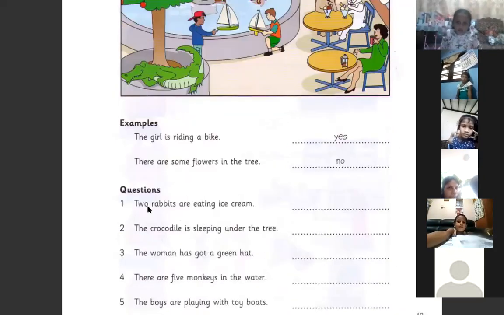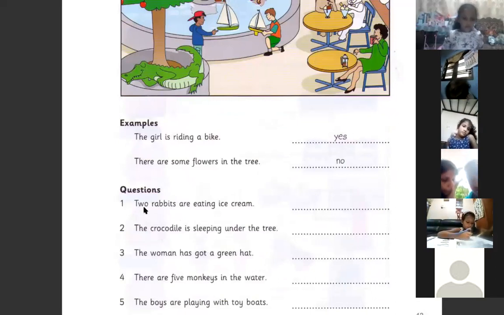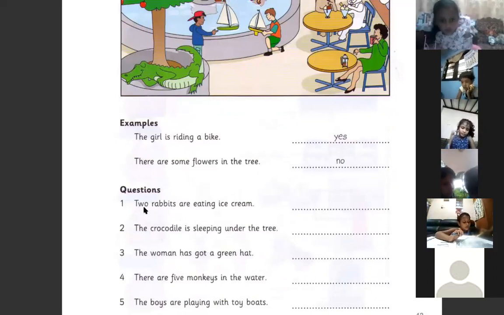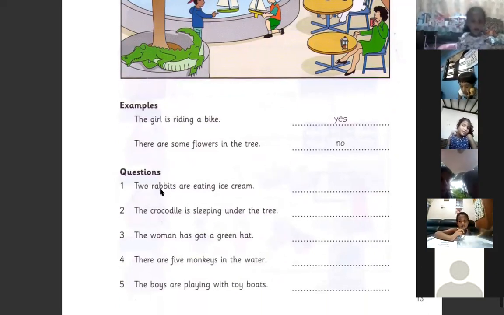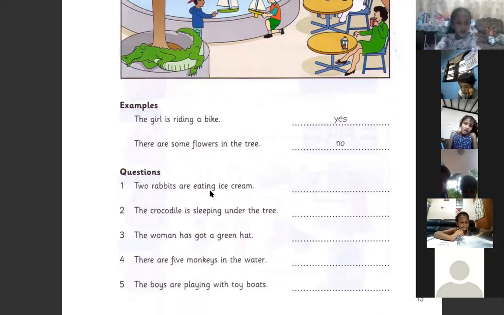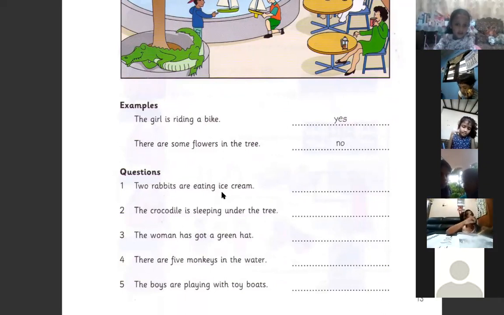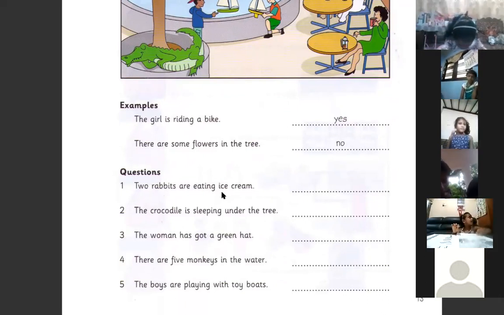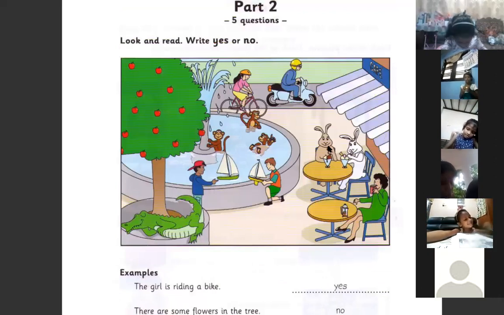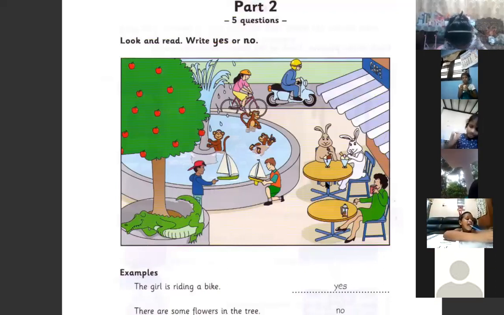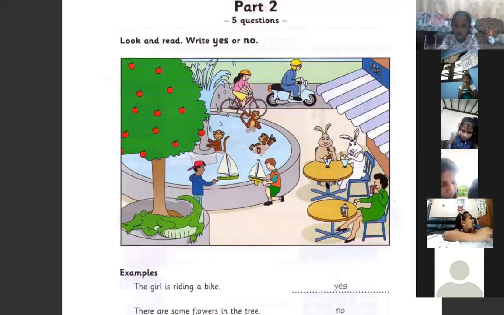Now we are going to start from question number one. Two rabbits are eating ice cream. Yes or no? Yes. Ice cream. Good. Answer is yes. Now write the word yes in front of this sentence.